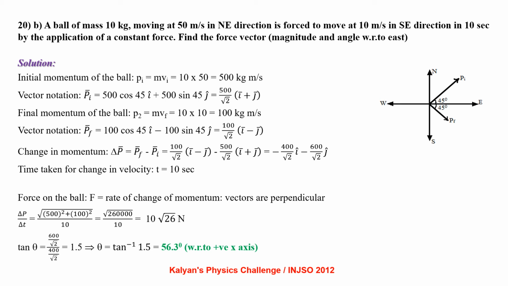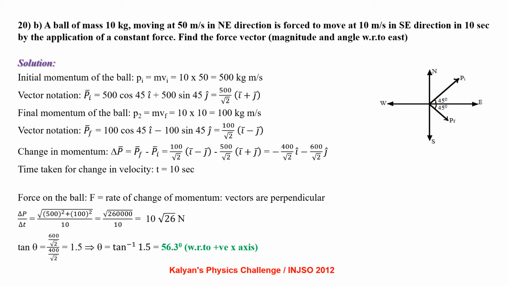Initial momentum of the ball, P initial equal to m into V initial, that is 500 kg meter per second. In vector notation, P initial bar equal to 500 cos 45 i, 500 sin 45 j, that is 500 by root 2 (i cap plus j cap). Final momentum of the ball, P2 equal to m into V final, which is 100 kg meter per second. In vector notation, we have 100 cos 45 i minus 100 sin 45 j, that is 100 by root 2 (i cap minus j cap).